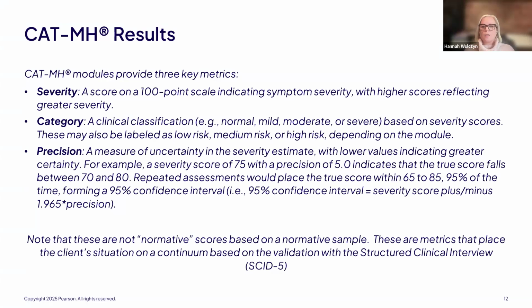Here you'll see the three core metrics that are provided. Robert has mentioned several of these as he's discussed how these were developed, but we wanted to briefly touch on what those look like. For most of the measures that you'll find in Q Global, you'll find a severity score as part of the output. Severity is measured on a 100-point scale, with 0 being the least severe and 100 being the most severe. So higher scores reflect greater severity of symptoms.